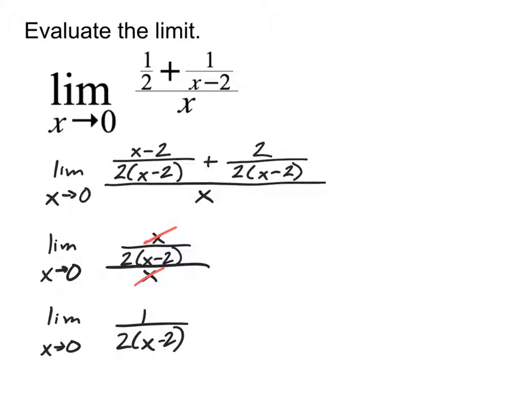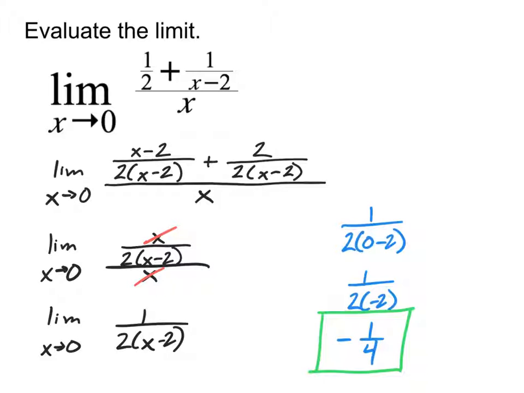All right, now that we did that, now that we combined the fractions, what's the point of doing that? Now try direct substitution. Now plug the 0 in for x and see what that gives you. And so when all said and done, you should get an answer of negative 1/4.